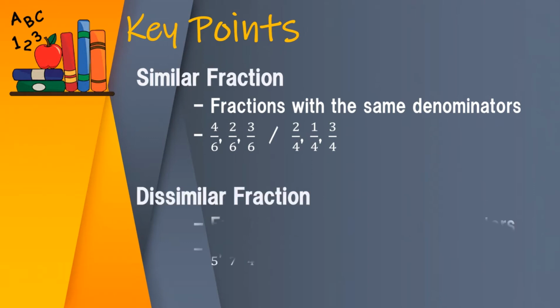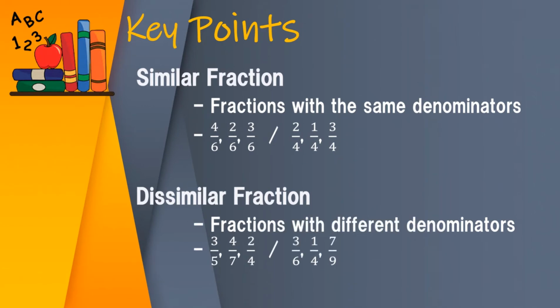Next, dissimilar fractions are fractions with different denominators. Example, 3/5, 4/7, 2/4. Another set is 3/6, 1/4, and 7/9.